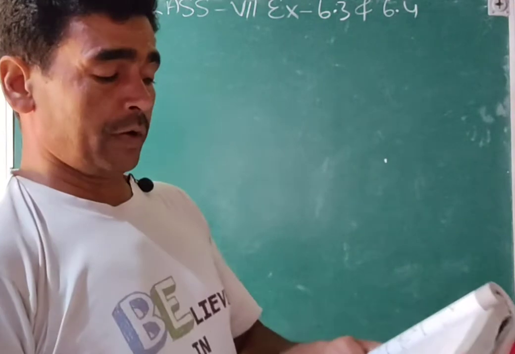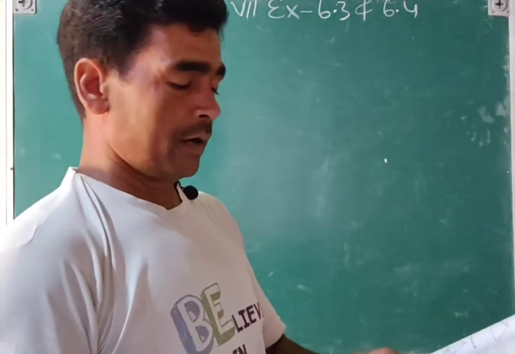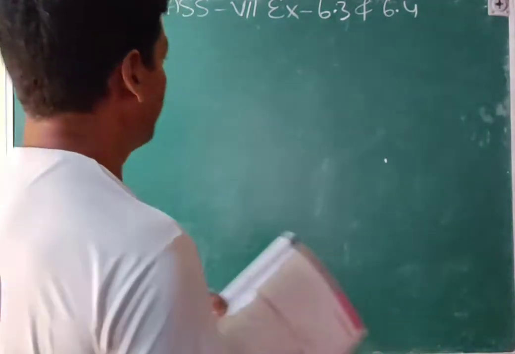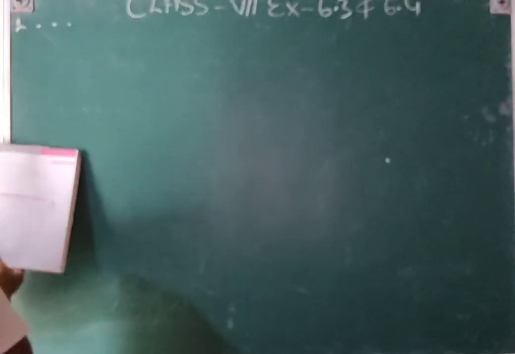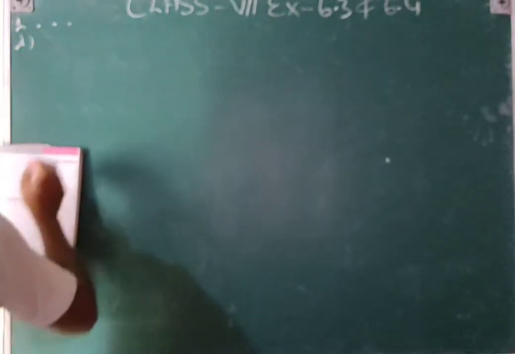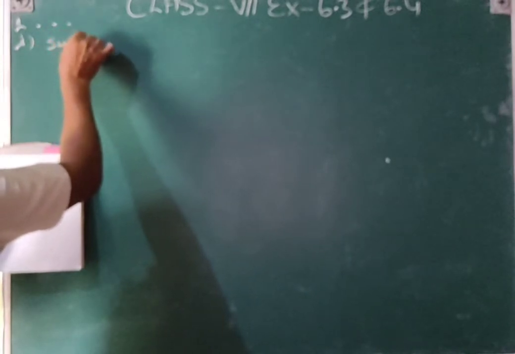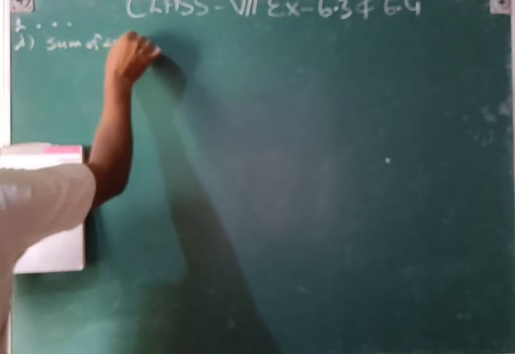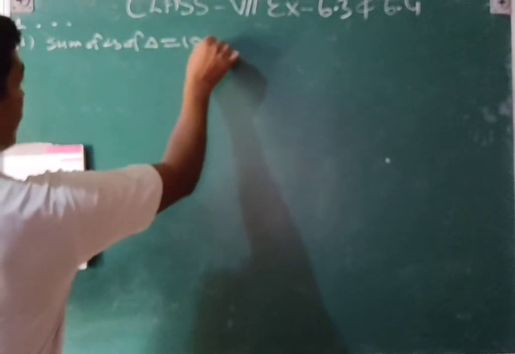First question: find the value of unknown x in the following diagram. Here we will apply that the sum of angles of a triangle is equal to 180 degrees. In the first part of the diagram, you can see that the sum of angles of a triangle is equal to 180 degrees.